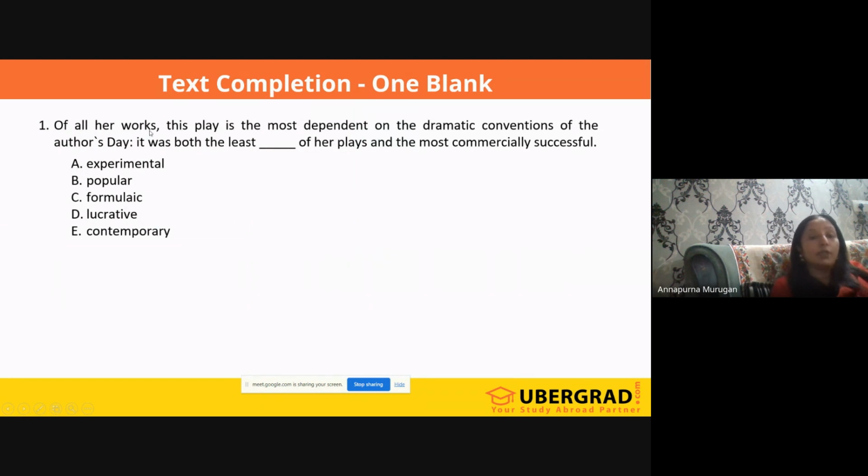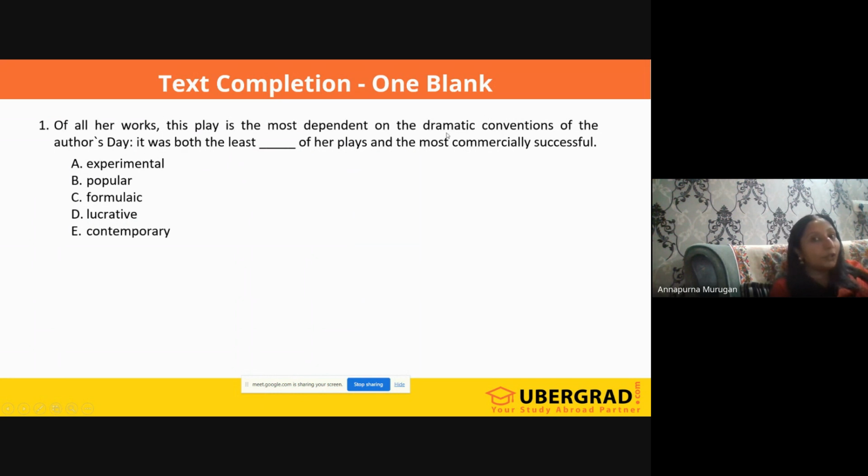Of all our works, they're comparing somebody's work. We don't know who 'her' is, and we are not bothered who she is. Of all our works, this play is the most dependent on the dramatic conventions of the author's day. What they are telling is they are referring to a play that is mostly, almost completely, dependent on the dramatic conventions of the author's day.